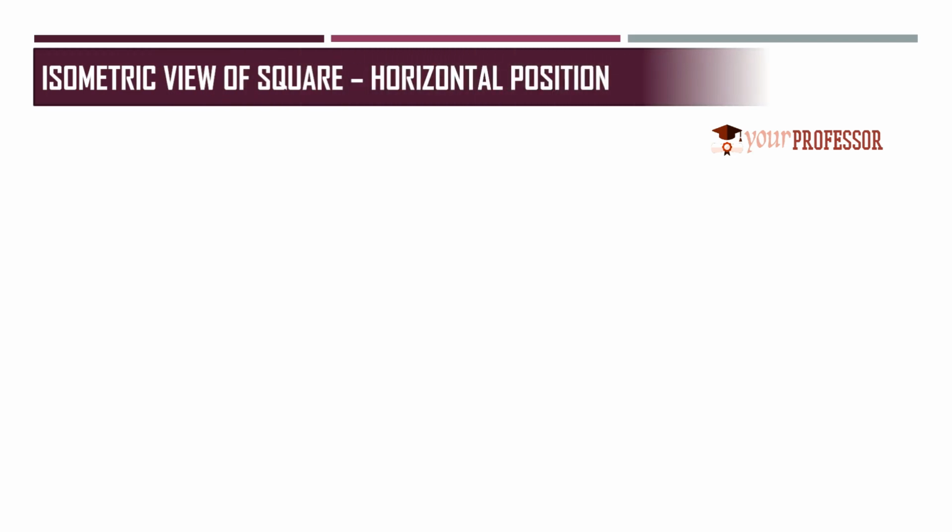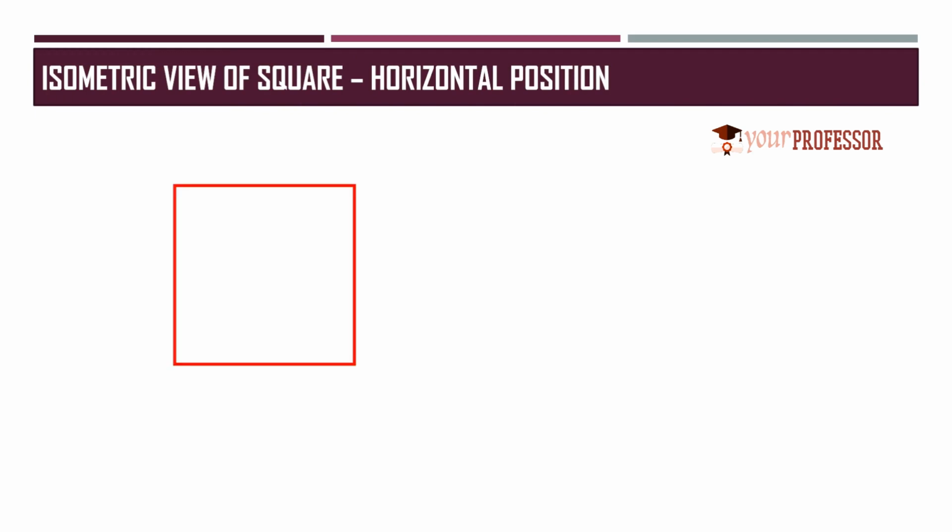Let us start the session with isometric view of a square which is in horizontal position. Construct the square first and name the corners as ABCD shown here, right? Here I have drawn the square for dimension 40 mm. You can draw as per your wish. Let's construct the isometric view of square in horizontal position. For that, draw a horizontal line.